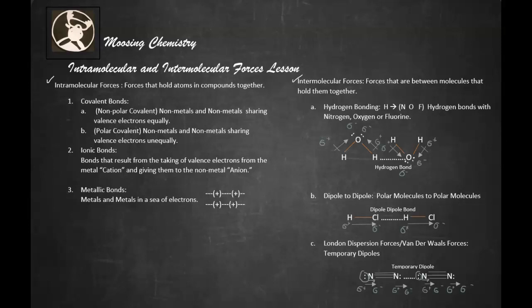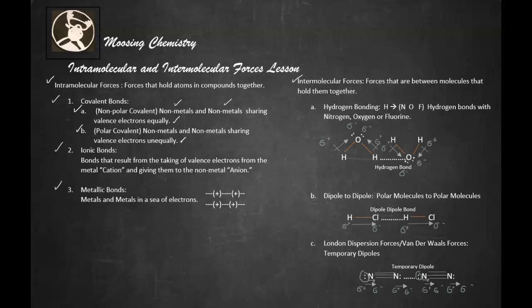Okay, so there are three intramolecular forces. There's covalent bonds, there's ionic bonds, and there are metallic bonds. Now, in the covalent bonds, there are nonpolar covalent bonds. These are nonmetals and nonmetals sharing electrons equally. So that means their valence electrons are being shared equally. Polar covalent bonds are sharing bonds also between nonmetals and nonmetals, but they're sharing these valence electrons unequally.